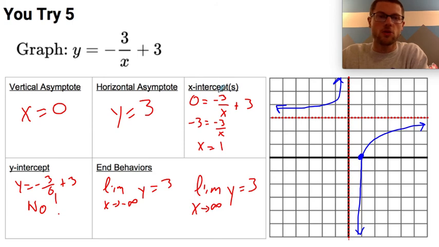All right, here's my solution for this Try number 5. Hopefully it went peachy keen. In the next video, we're going to keep doing more graphs. We're going to just turn the dial up a little bit, get a little bit more complex, and we'll see how it goes.